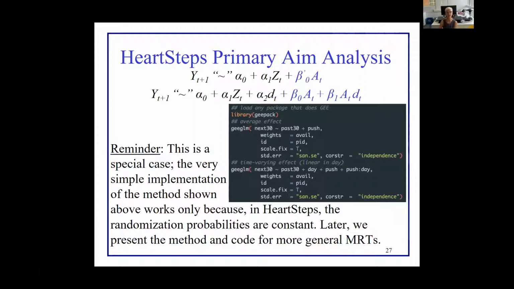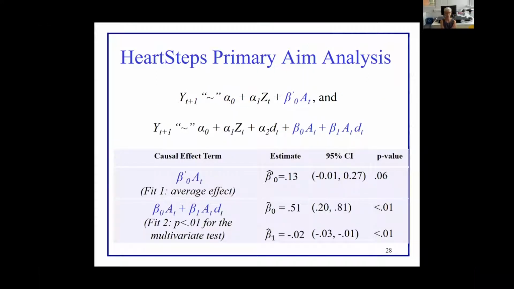Okay, that's the code. Let's see what happens when we apply this to the data set of 37 people for HeartSteps. So here's that first analysis. I put in blue the parts of the analysis that I really care about. So beta 0 with that little prime, it's estimated at 0.13. Now that's on the log scale. Remember, it's log step count.